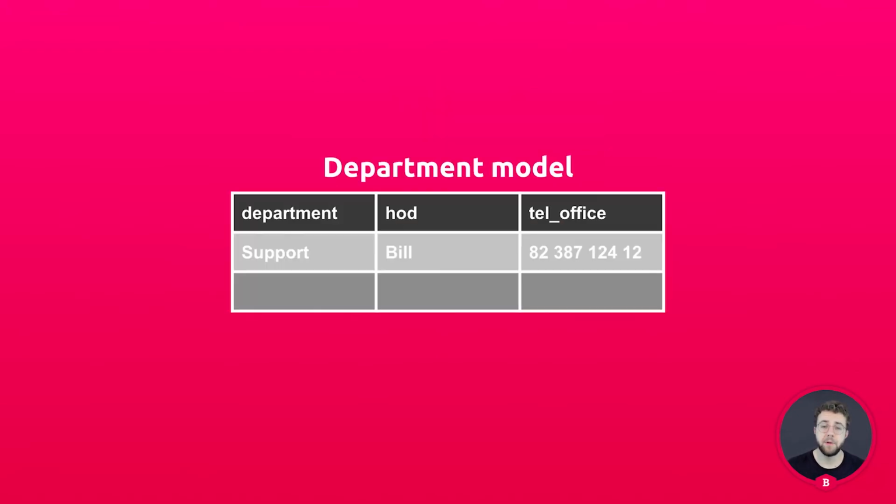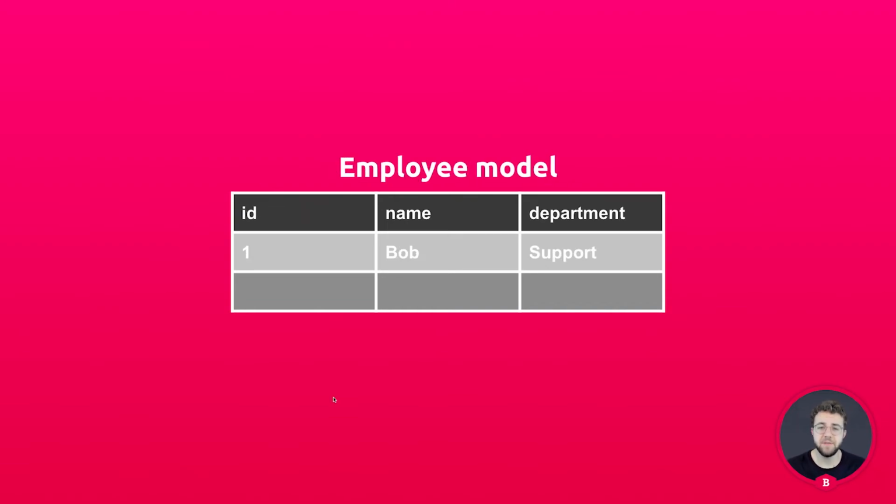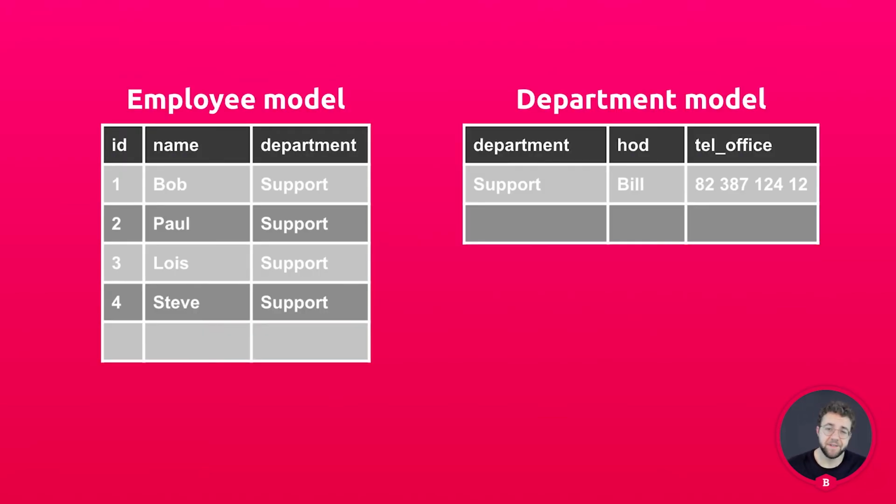The department model will now contain the following columns: the department, the head of department, and the office phone number. And the employee model will contain the following columns: ID, the employee ID, the employee name, and the employee department. These 2 models are related via the department column. This column links the 2 together.